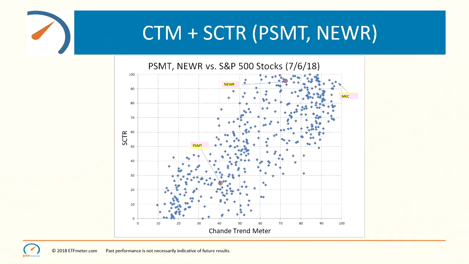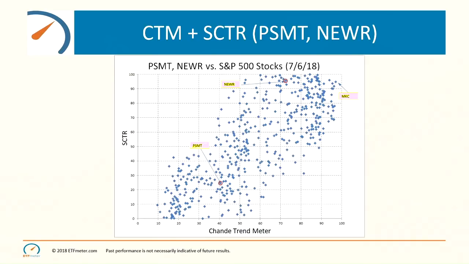And the two stocks that Tom touched on this weekend were NEWR and PSMT, and you can see that the one he favored, NEWR, had a relatively high Scooter value and also a relatively high absolute trend strength. And then PSMT is low in terms of relative performance as well as trend strength.